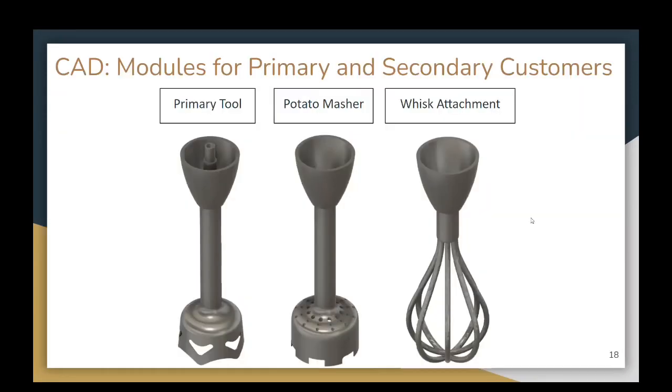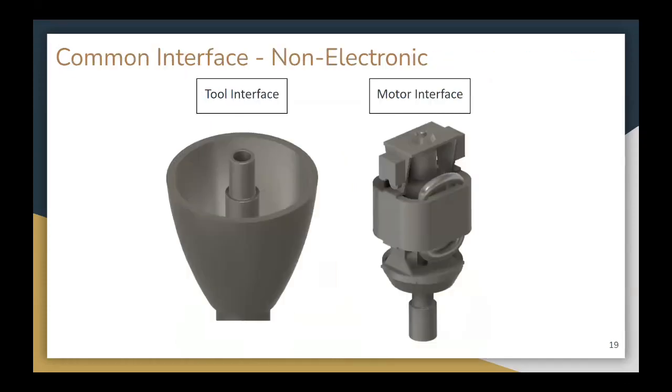Thanks, Stephen. Here you can see the CAD models of the modules for the primary and secondary customers. The primary tool is what comes already installed on the part, and there are two additional attachments that it can be replaced with, one of which is a potato masher and another of which is a whisk. The interface by which these parts are attached and removed has one end for the tool and another that connects to the motor. It is a simple connection between the two parts in terms of non-electronic parts. Now I'll hand it back off to Stephen to finish out the presentation.